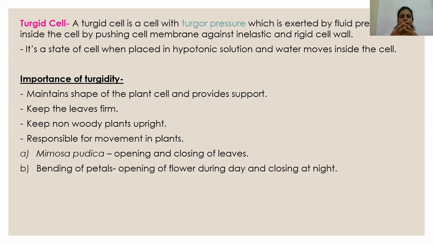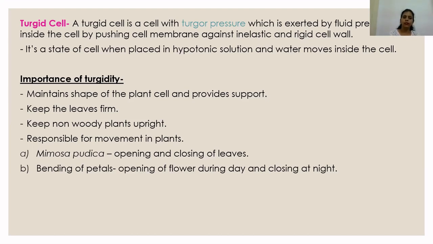There are some plants which do not have wood in them. Okay, a very thin, delicate stem is present, but still you will find that the thin, delicate stem stands upright in the air like this. So the stem is able to stand upright because of the turgidity of the cell, because of the turgor pressure present inside the cell. But remember, in order to maintain this turgor pressure, continuous supply of water is also required to the plant.